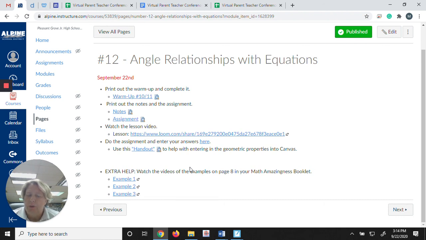Please check Skyward. Have your students be checking Skyward so that they know what their grade is. If Canvas and Skyward are not saying the same thing, Skyward is the be-all, end-all grade. So if they're missing something in Skyward, it's because they haven't turned in something on Canvas or they haven't turned in the physical copy to me.